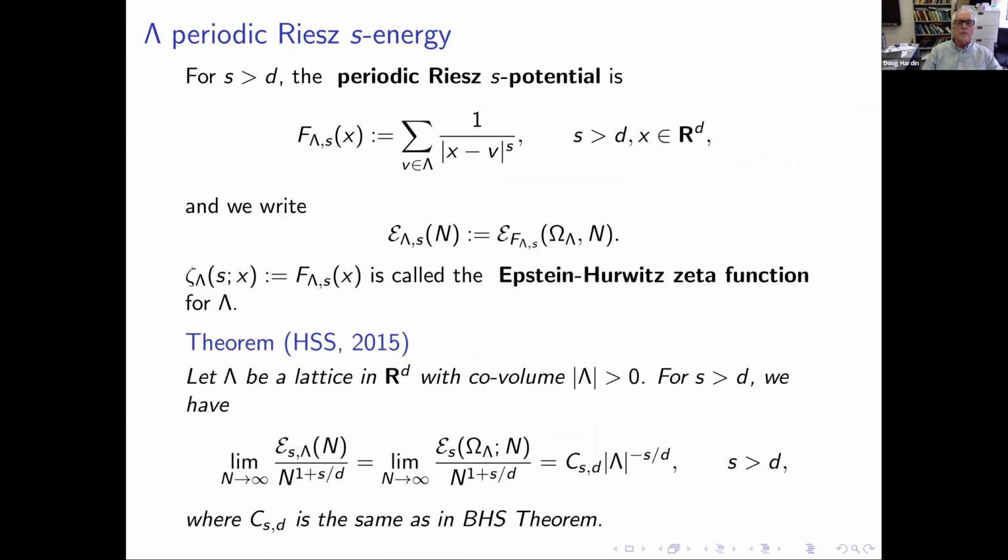This is not supposed to be there. Okay, I guess this was a redundant slide. Anyway, I think this is the slide I wanted. If you periodize, for S bigger than D, we get this thing called the Epstein-Hurwitz zeta function.